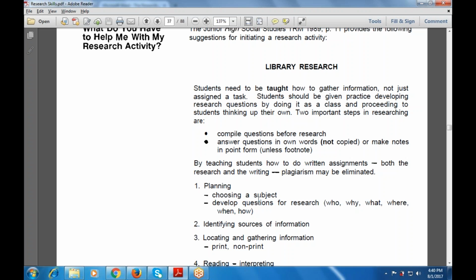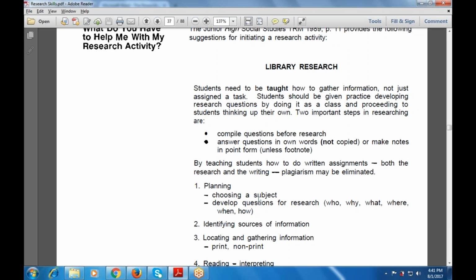Compile questions before research, answer questions in your own words, not copied, and make notes in point form. So compile the questions before the research, answer the questions in your own words, not copied words, and make the notes in point form. That is the library research. The students need to be taught how to gather the information, not just assigned a task. And students should be given practice developing research questions by doing it as a class and proceeding to questions of their own.